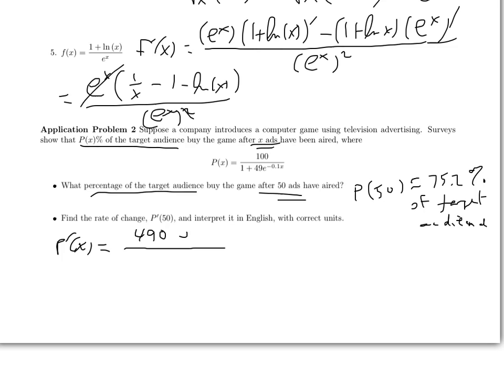490 e to the, sorry, I'm copying it down from my paper, 1 by x over 1 plus 49 e to the minus 0.1 x squared. So if you do the quotient rule and simplify it, again, remember the derivative of 100 is 0, that's what you'll get. And then p prime of 50 is approximately 1.87.